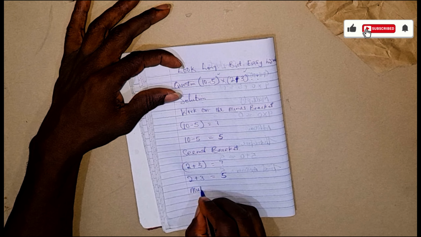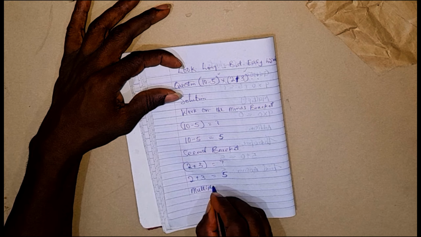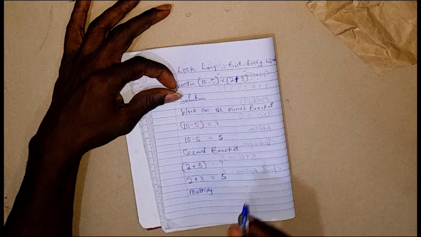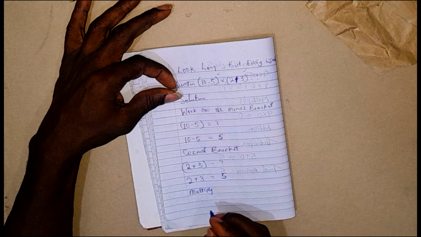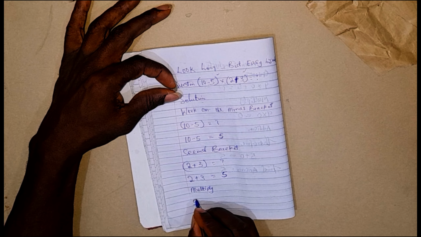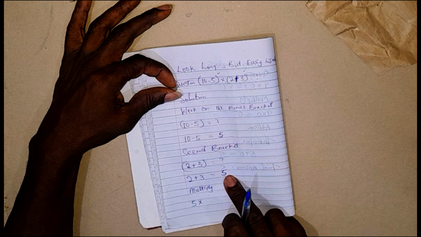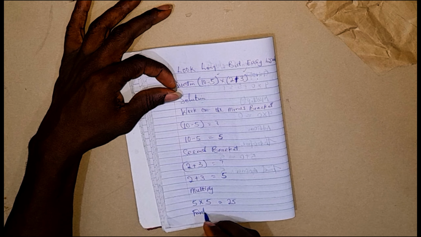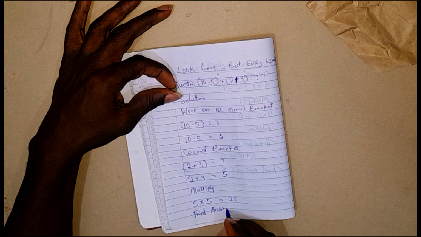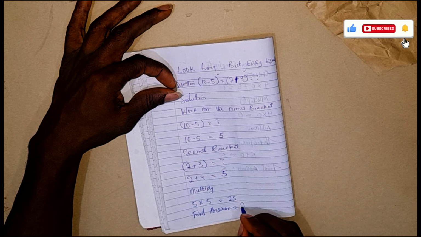We multiply, which means we now have this and this, which is 5 times 5, which will give us what? Who knows the answer? It will give us 25. So the final answer equals 25.